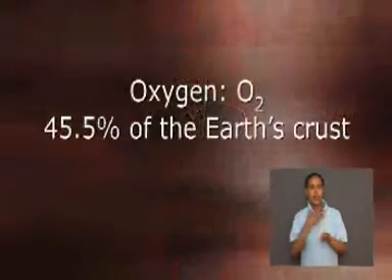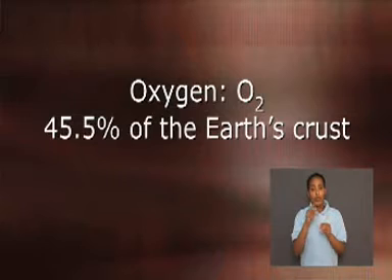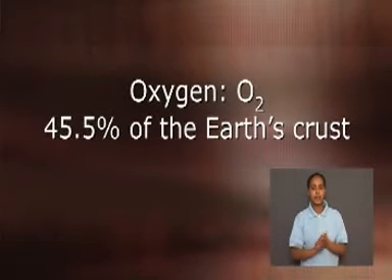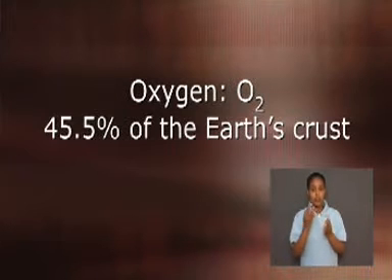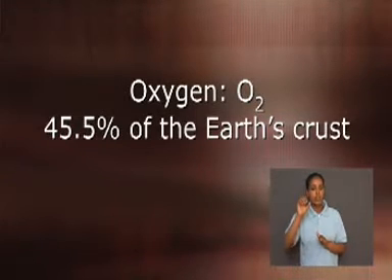As you saw on the pie chart, oxygen is the most abundant element on Earth. It constitutes about 45.5% of the Earth's crust by weight. It is found in the form of compounds such as oxides, silicates, carbonates, and phosphates. It also keeps us alive.